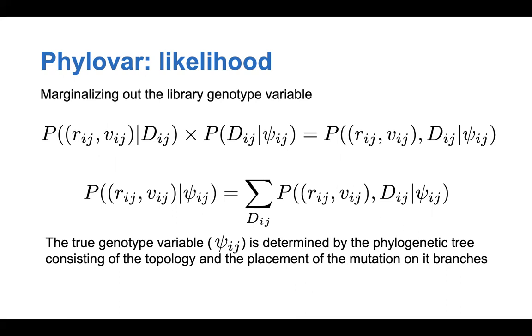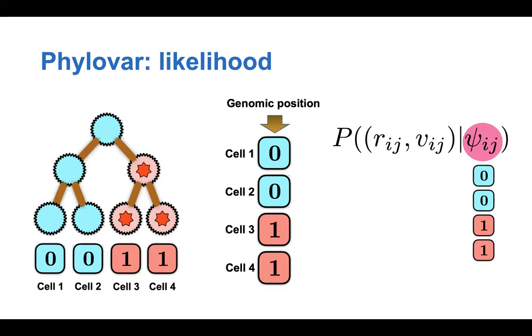The true genotype variable is determined by the underlying tree topology and the placement of the mutations on its branches. For example, if we have a tree like this for 4 cells, and if we place the mutation on the lowest common ancestor of cell 3 and cell 4, because we are following the infinite sites assumption, both cells 3 and 4 will inherit that mutation. This gives a genotype profile for the cells at that genomic position. Then we can calculate the likelihood for all the cells at that site. We need to calculate this likelihood for all the sites to obtain the total likelihood value for the entire dataset.